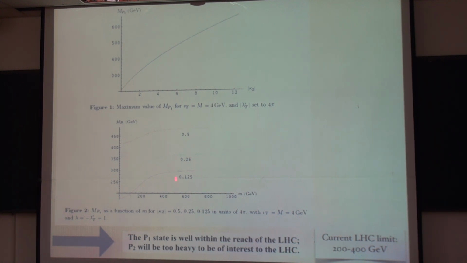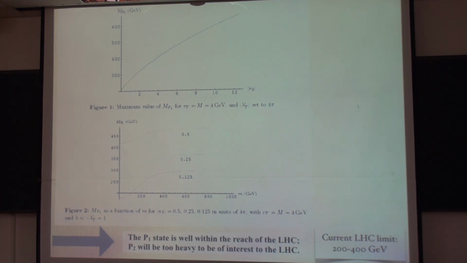So I want to emphasize that P1, that's the lowest one. There are two doublet charge particles, one with lower mass and one with high mass. The lower one is well within the range of the LHC. The current LHC limit is around 200 to 400, depending on the search. Also, this is a little bit model dependent. In our model, it's around 300 something.